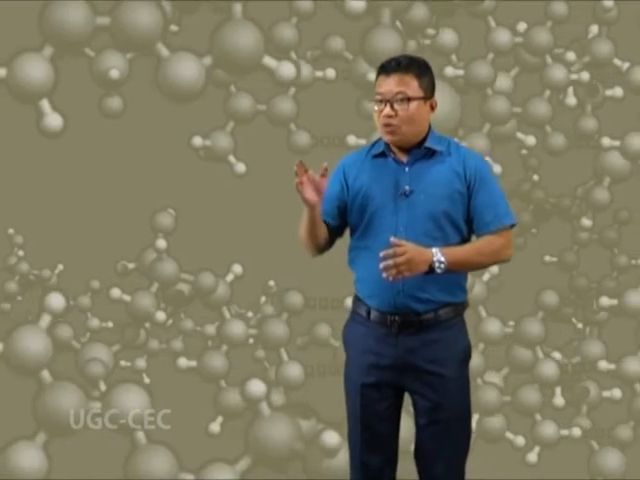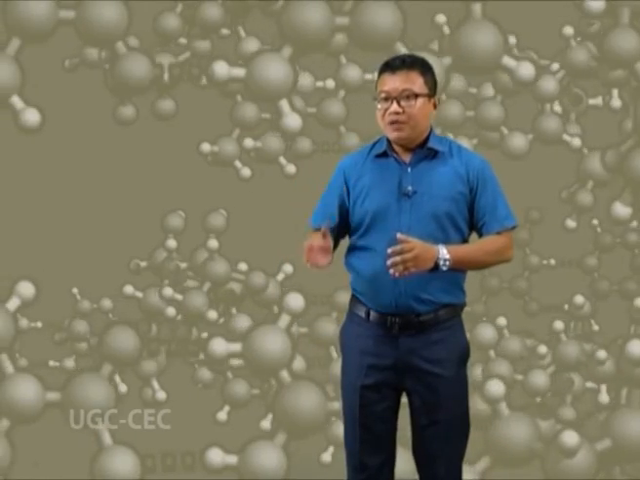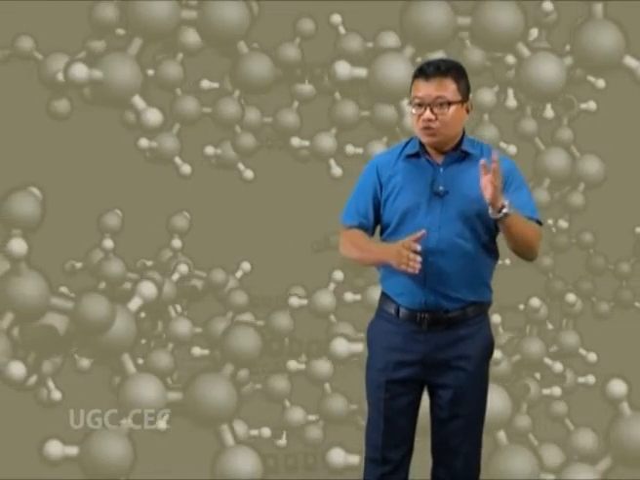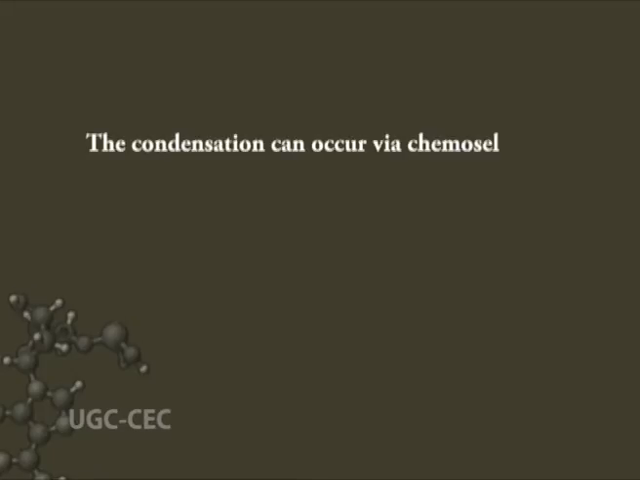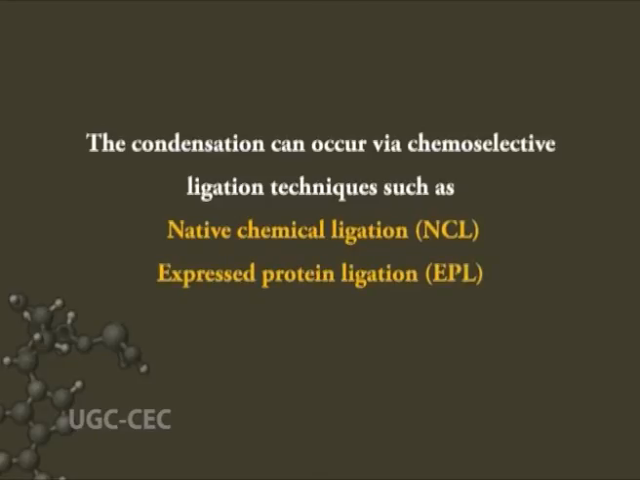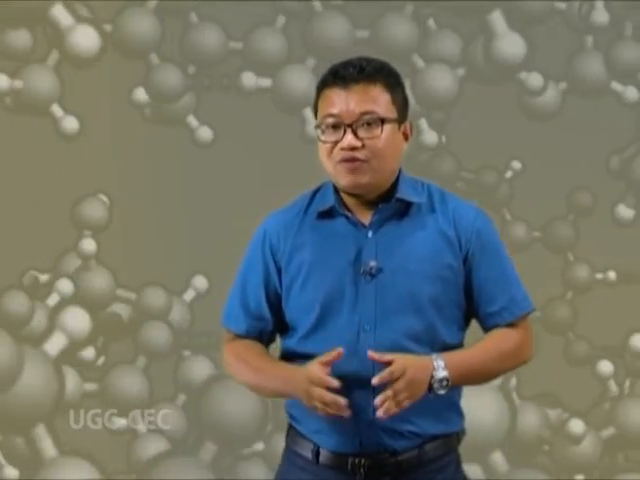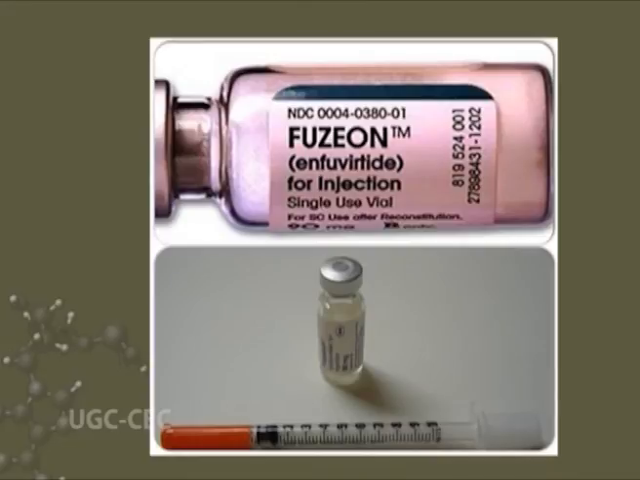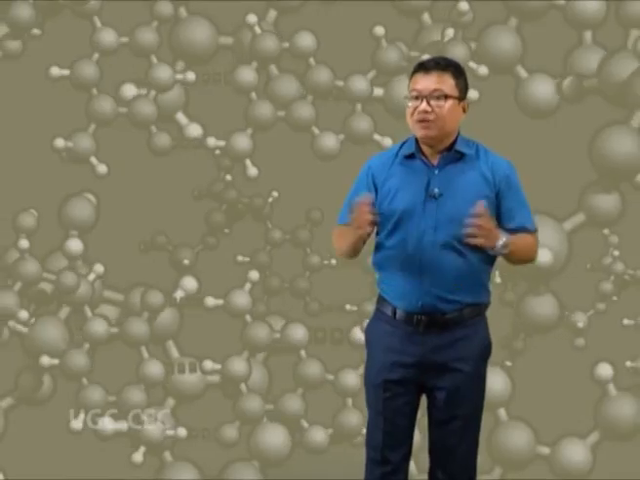This method is based on the independent synthesis of fully protected linear peptide fragments being selectively condensed in solution to obtain the desired polypeptide. The condensation can occur via chemoselective ligation techniques such as native chemical ligation, also referred to as NCL, and expressed protein ligation, referred to as EPL. Recently, peptide drugs as the pharmaceuticals enfuvirtide, eptifibatide and bivalirudin have been manufactured in multi-kilogram scale.